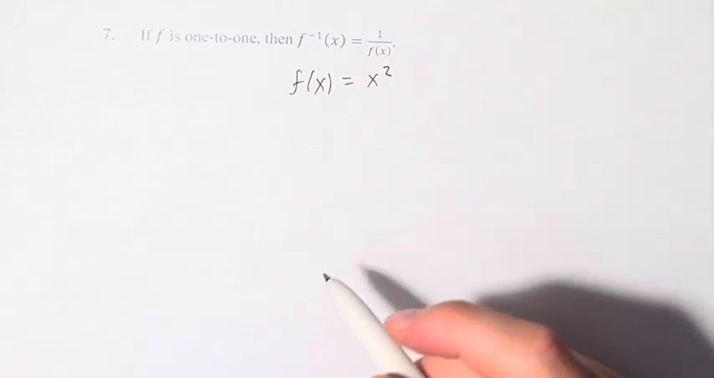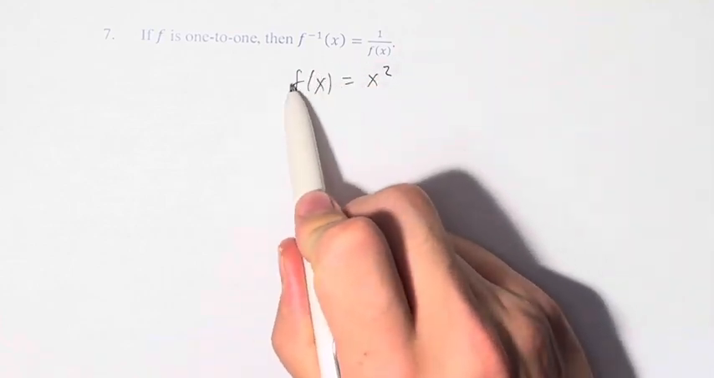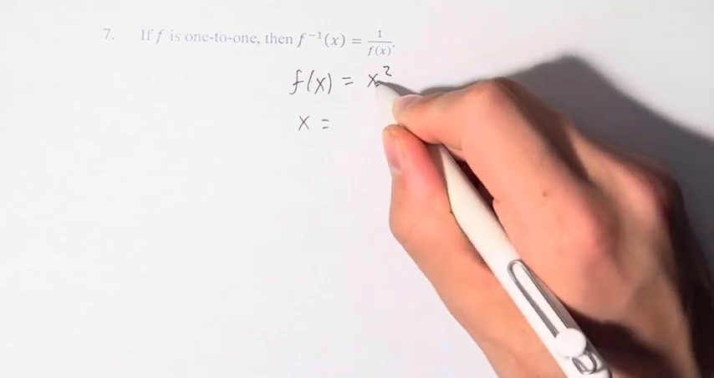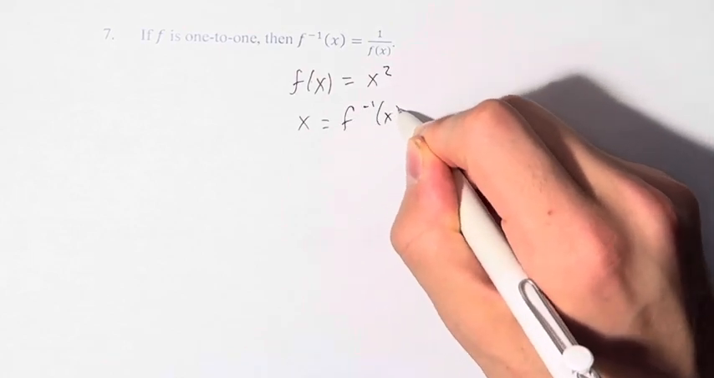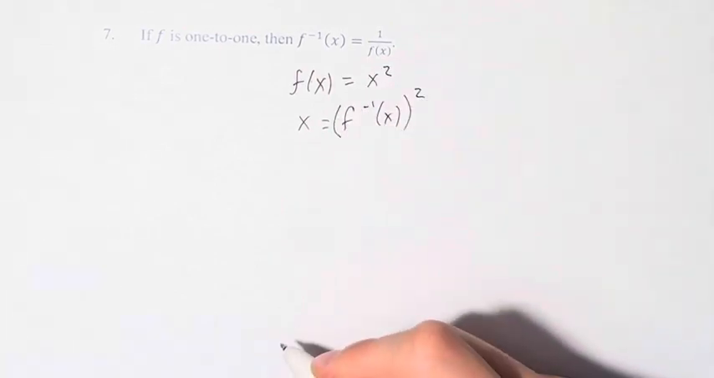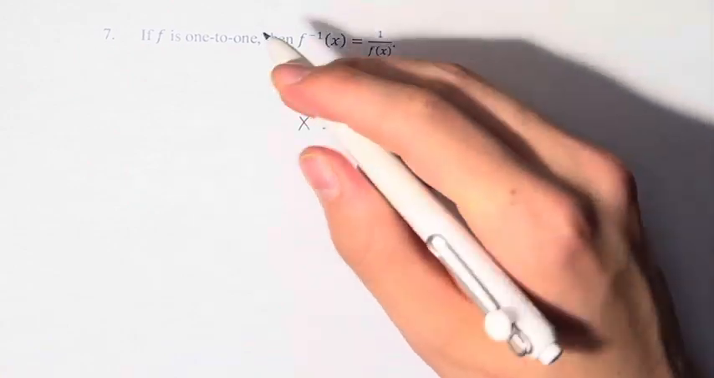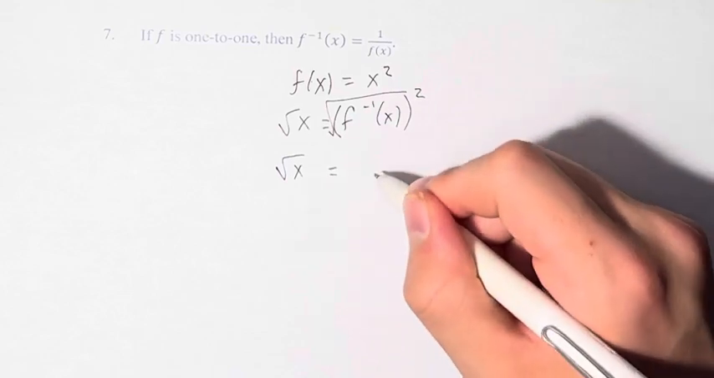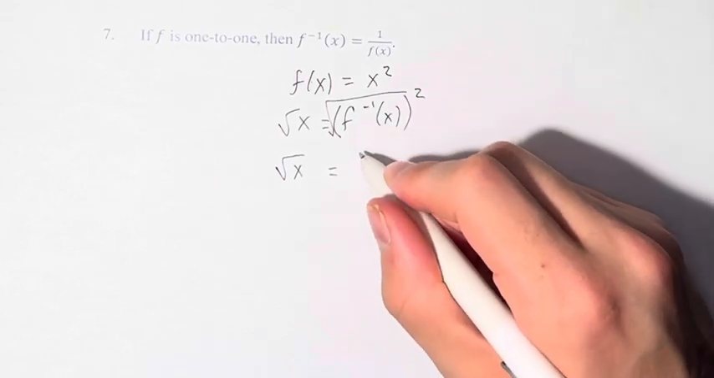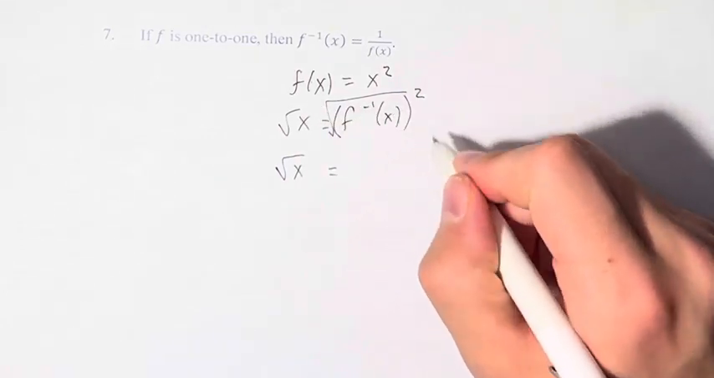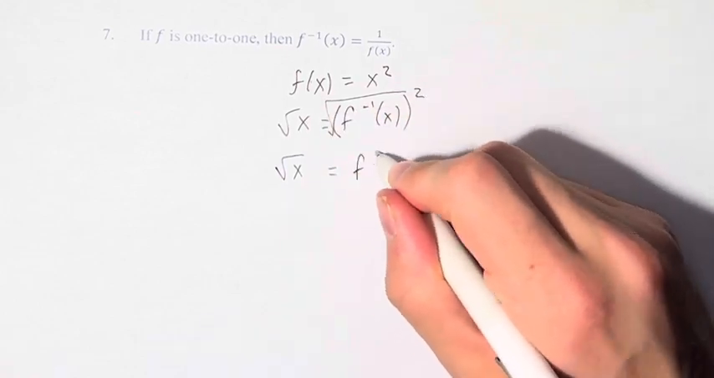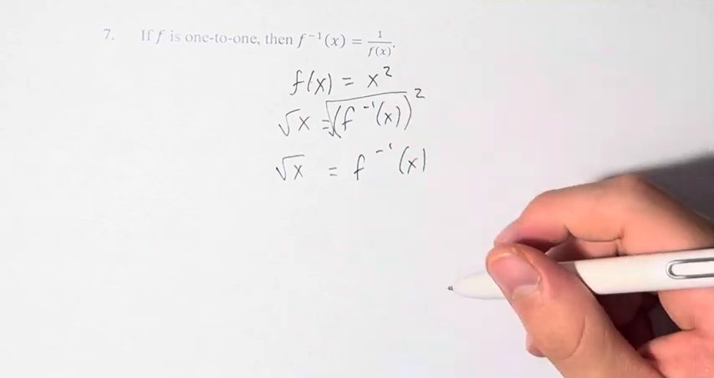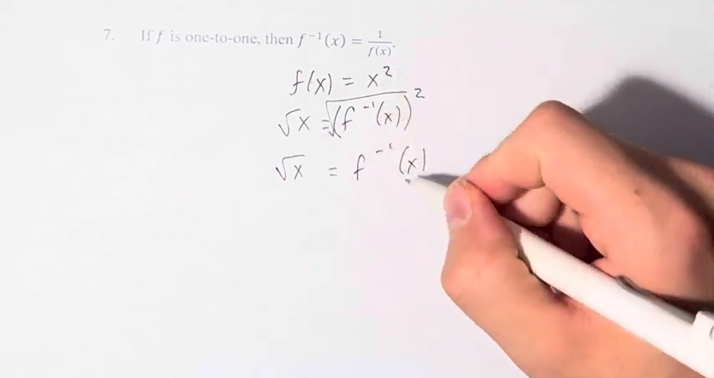Therefore, the inverse of f means we just have to swap the function and the x. So f of x becomes x, and x becomes f inverse of x. And we take the square root of both sides. The square root of x is equal to the inverse of f squared. These cancel, and we get that it's equal to the square root of x. This actually isn't the greatest example because this is not a one-to-one function.